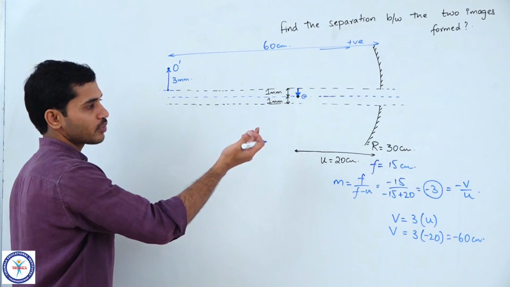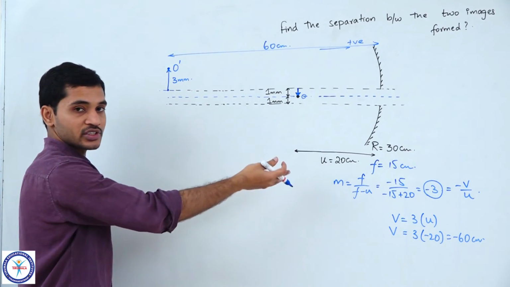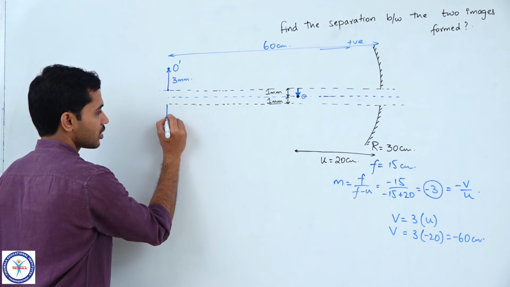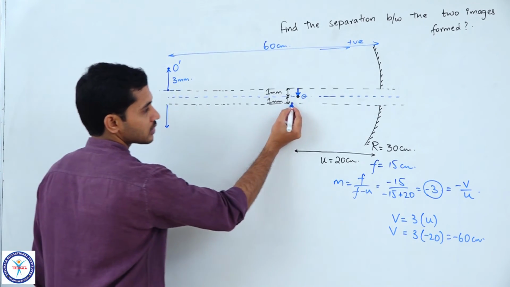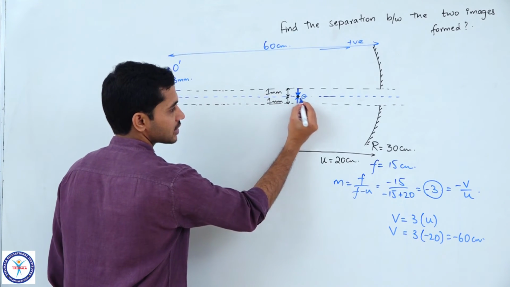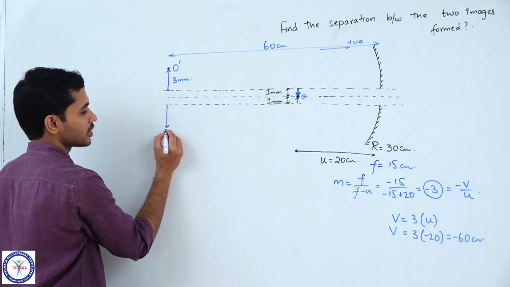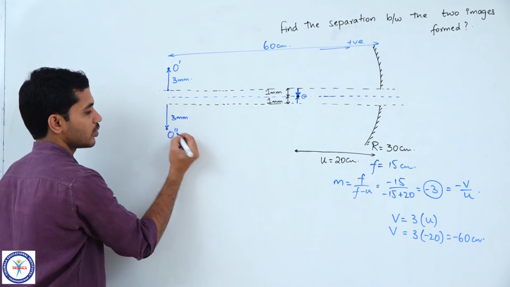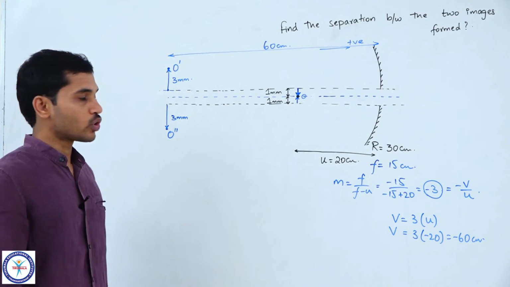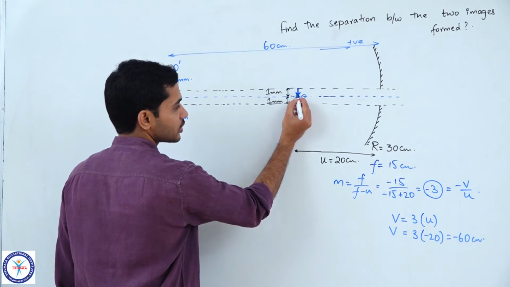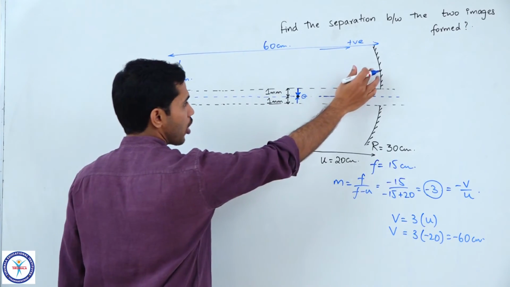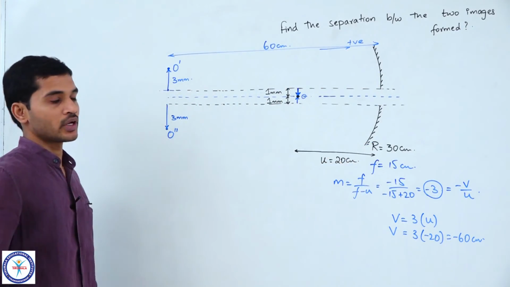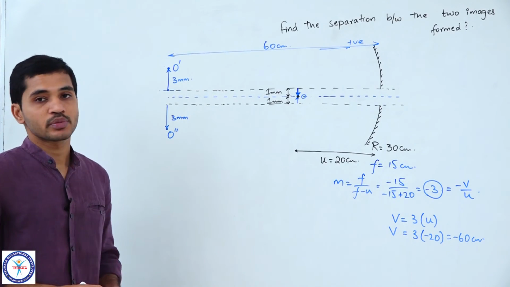Now, by using the same logic, we can say that the mirror which is at the bottom will form the image once again at the same distance by the same length, and for this the object is above the principal axis. So, it will form its image below the principal axis. Once again it will be 3 millimeters. So, let us call it O double dash. So, that is what will happen. The image of this object will be formed by this mirror over here, and by this mirror over here. Now, the question asks what is the separation between the two images.